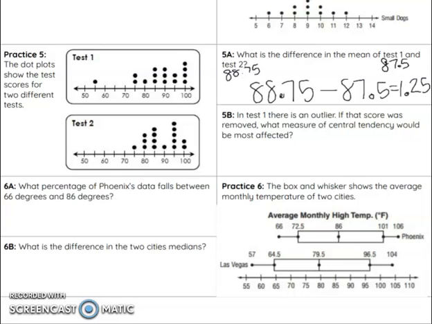In test 1, there is an outlier, so that outlier is at 55. If that score was removed, what measure of central tendency would be most affected? So the mode would still be the same. I would still have my highest amount at 100, so mode is not going to be affected. The median, when I remove an outlier, may move over 1 dot, but it may not even change numbers. It just will shift barely. So the mean is the most affected when we have an outlier.